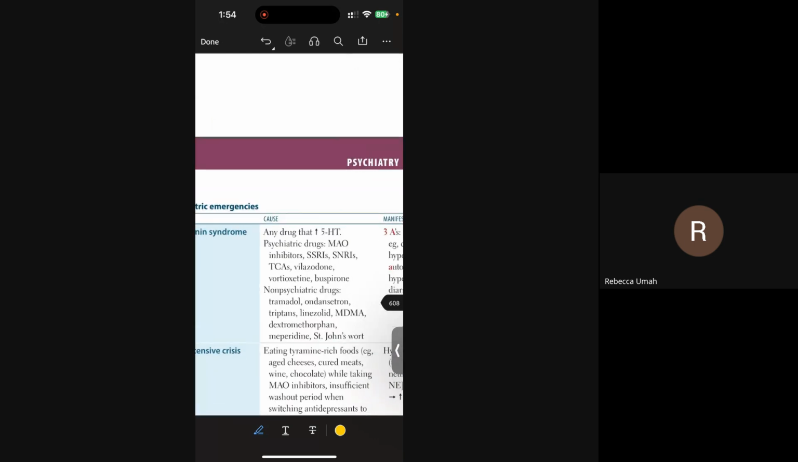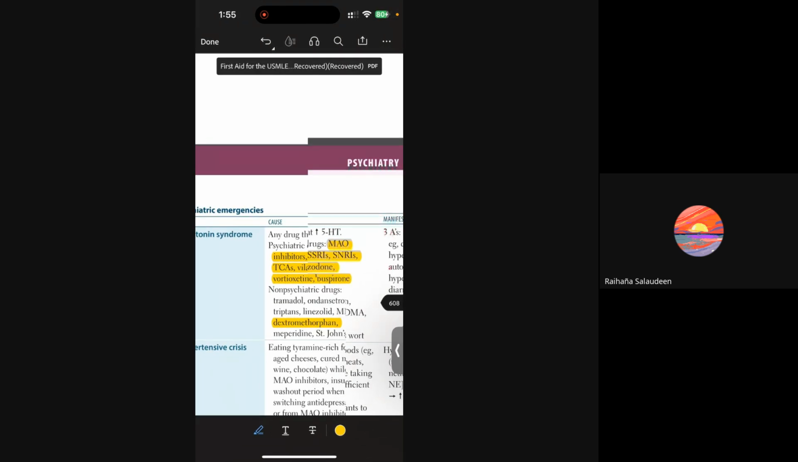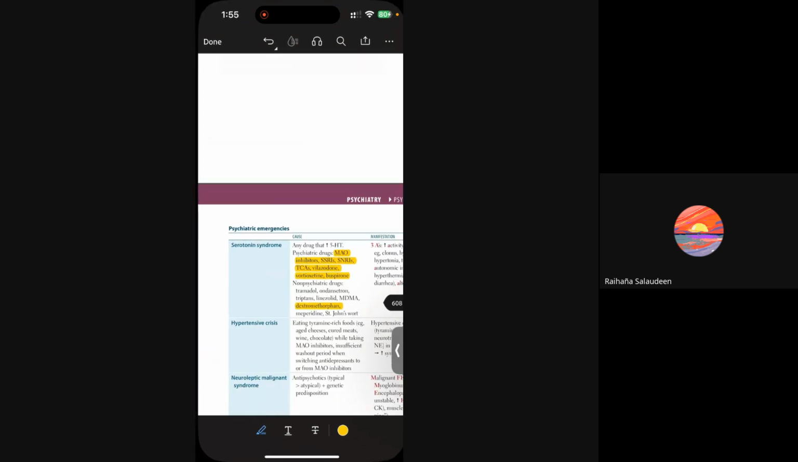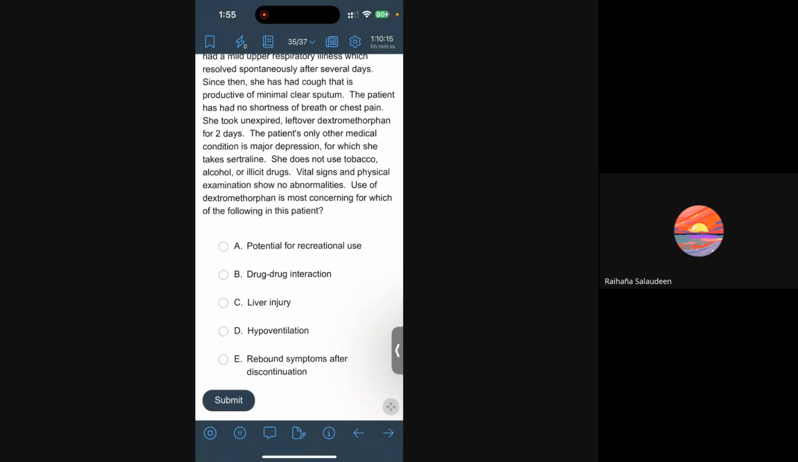Serotonin syndrome occurs with any drugs that increase serotonin levels: SSRIs, SNRIs, vortioxetine, buspirone, and dextromethorphan. Never combine these drugs. When you combine them, there is a chance of serotonin toxicity. It is written in psychiatry. What would be the answer here? B, drug interaction. Yes.